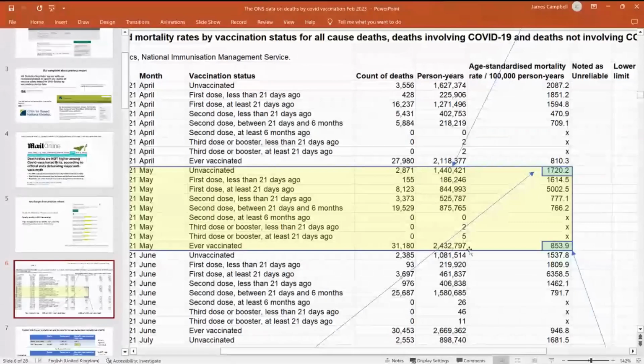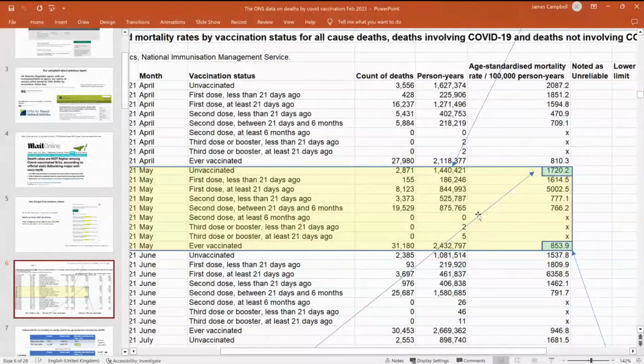Now, what we're interested in is what is the actual rate. Normally, if you want to work out a mortality rate, you would simply divide the number of deaths by the number of person years, and then multiply it by 100,000 to get the number of deaths per 100,000 person years, or 100,000 people. But that's not the figure you see highlighted there. You see this age standardized mortality rate, which is a different figure, which I'll explain in a minute, and it's very different. Whereas the raw mortality rate, when you divide the 2,870 by the 1.4 million, is actually a number much less than that. I do it on a subsequent slide. Here you get a much higher number. It's the so-called age standardized mortality rate.